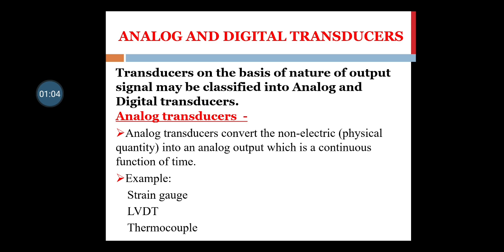So the analog transducer converts a non-electrical signal into an analog signal. Examples of analog signal transducers are strain gauge, LVDT and thermocouple. Strain gauge and LVDT we have already discussed. We will discuss the thermocouple as an analog transducer.